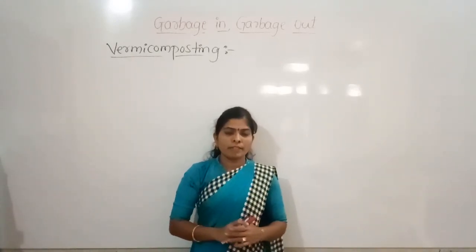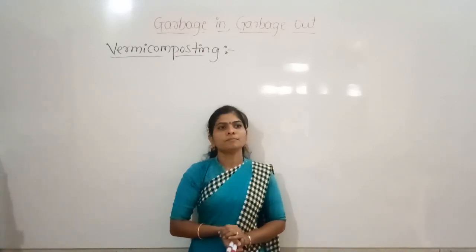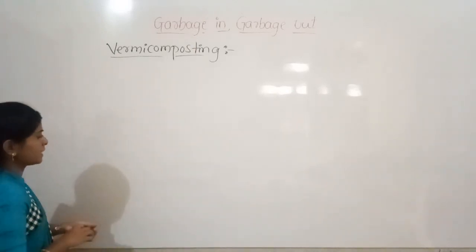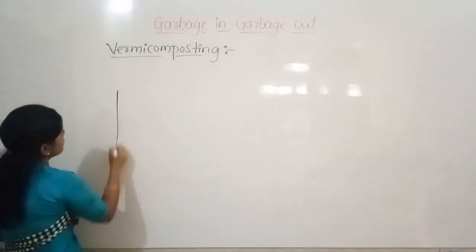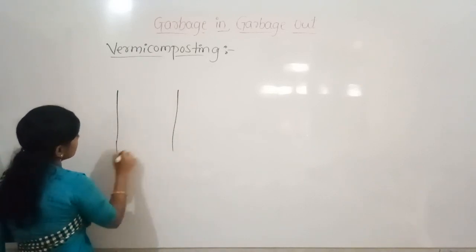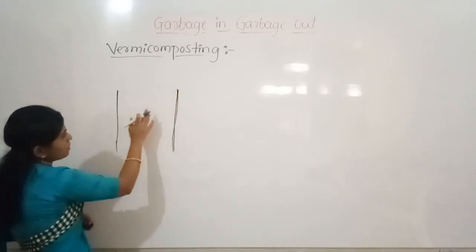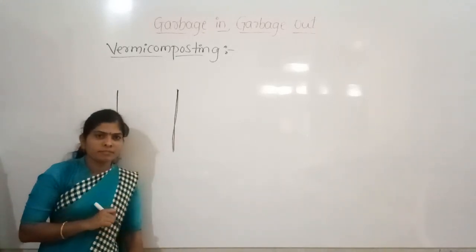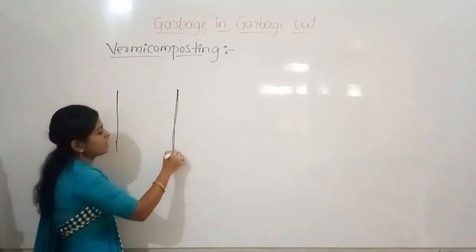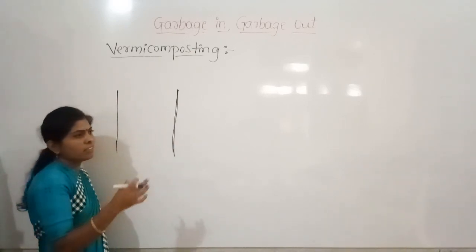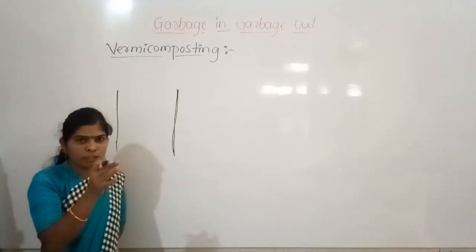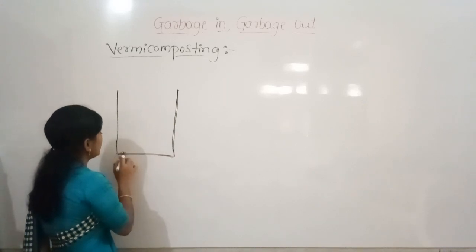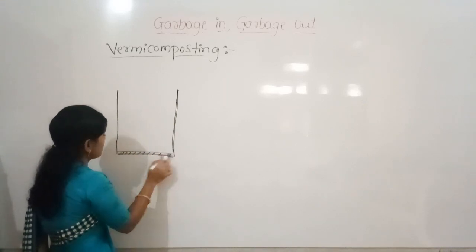So what we have to do in the starting is dig a pit, around 30 centimeters deep, in the ground. Later, you spread a net, or you can spread a fish mesh. So you just spread the net here.